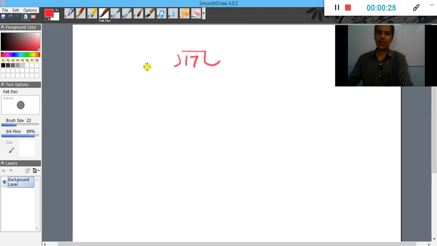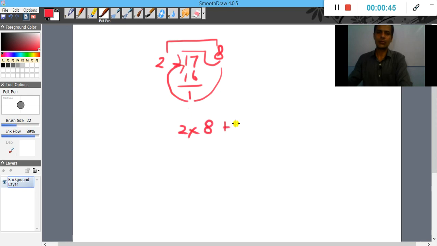you divide this number by 2, so you know that 2 eights are 16 and 1 is the remainder. So this is a property that if you multiply these and add 1, you will get 17. It means 2 into 8 plus 1 equals 17. So it is the mathematical statement, and this is stated as divisor into quotient plus remainder is equal to dividend.